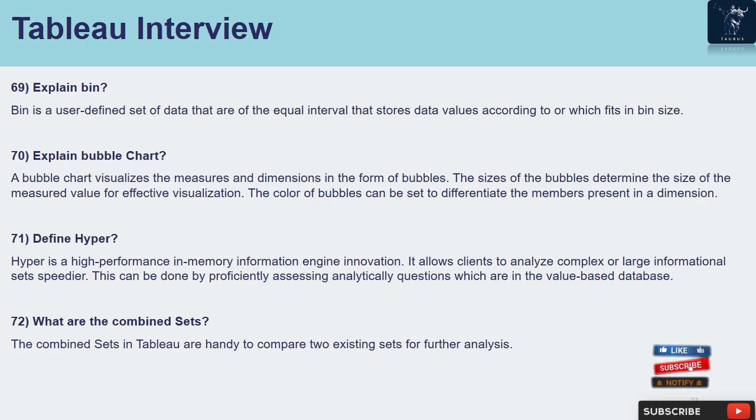71. Define Hyper. Hyper is a high-performance in-memory information engine innovation. It allows clients to analyze complex or large informational sets speedier. This can be done by proficiently assessing analytical questions which are in the value-based database. 72. What are the combined sets? The combined sets in Tableau are handy to compare two existing sets for further analysis.